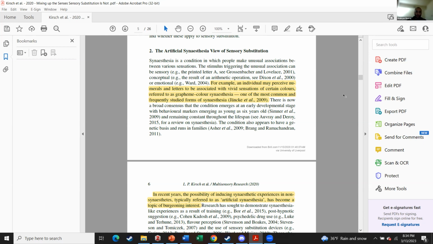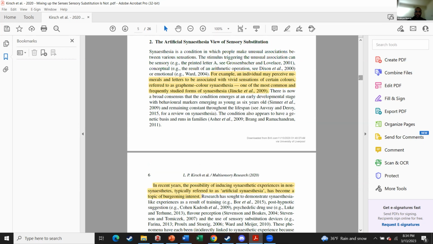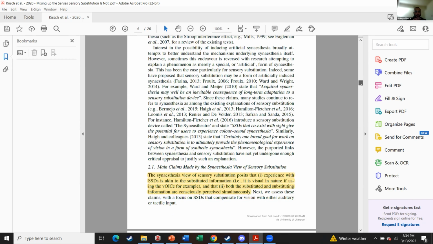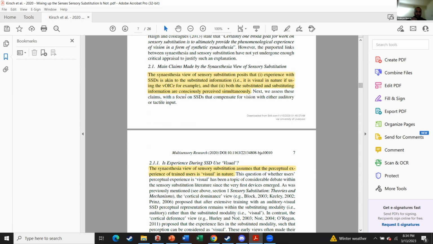The idea is that when you're using a sensory substitution device, what you're essentially doing sounds kind of like synesthesia, right? You have the sensation of touch, and you're trying to evoke a similar experience to sight. That's the idea they're exploring here: can we really make that claim? The synesthesia view of sensory substitution has 2 points that sensory substitution would have to fit in order to be considered a form of artificial synesthesia.